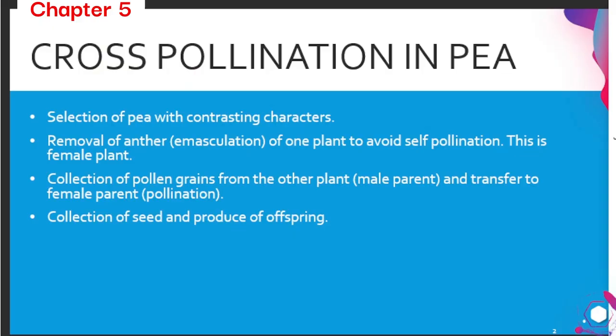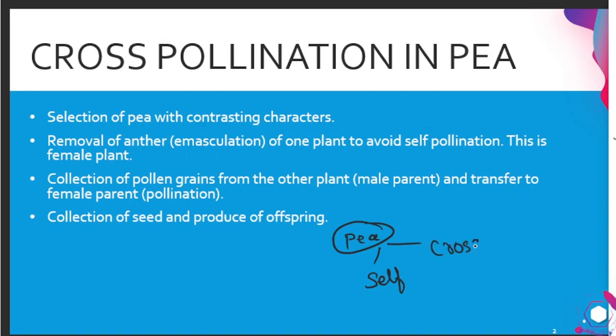So what is today's topic? The first topic that we're going to study today is cross pollination in pea. In the previous session itself we discussed that in pea plant both self pollination as well as cross pollination is possible.